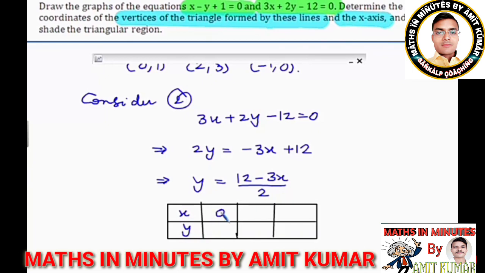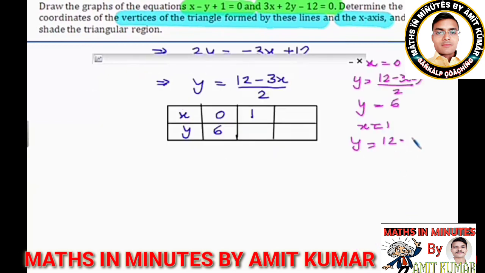We are putting x is equal to 0 and we'll get y is equal to 12 minus 3 multiplied by 0 upon 2, which is 12 minus 0, sorry, 12 upon 2, which is 6. We are putting x is equal to 1. When x is equal to 1, y will be 12 minus 3 multiplied by 1 upon 2, which is 12 minus 3, 9, 9 by 2, which is 4.5.